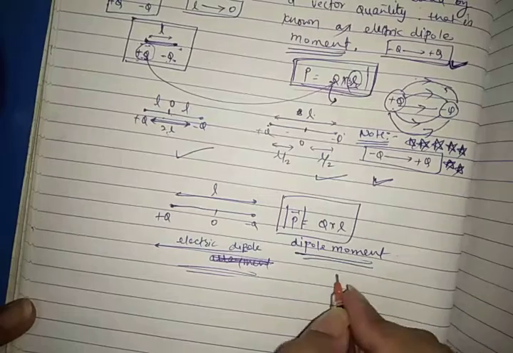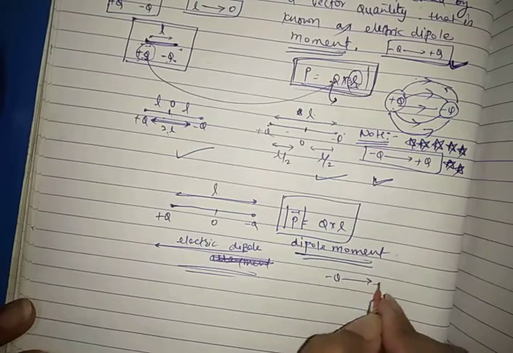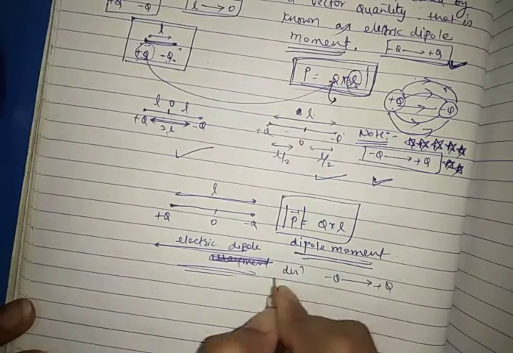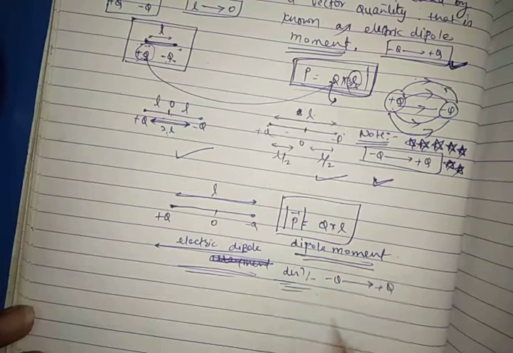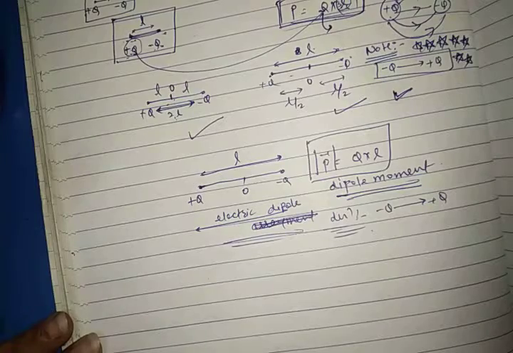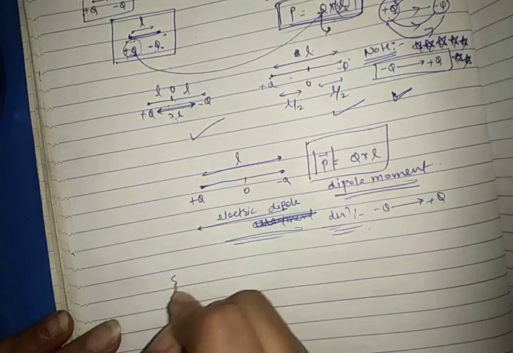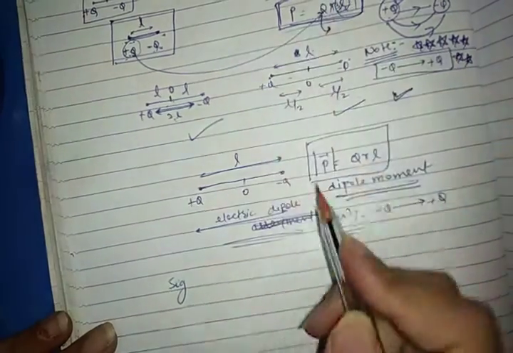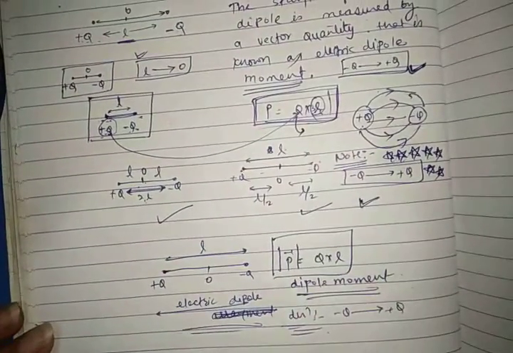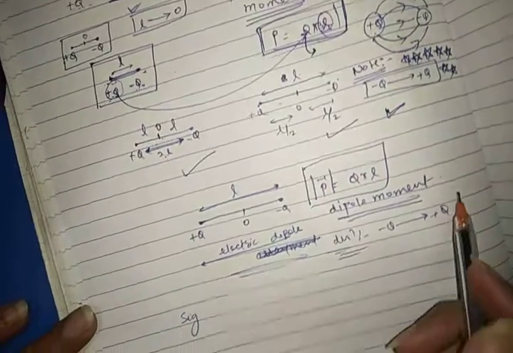Direction will what? From minus Q to plus Q. Direction of dipole moment. Okay. Now what is the significance of the dipole moment? If we are studying dipole moment, then what is the purpose of studying this dipole moment? Why do we study this dipole moment concept here?